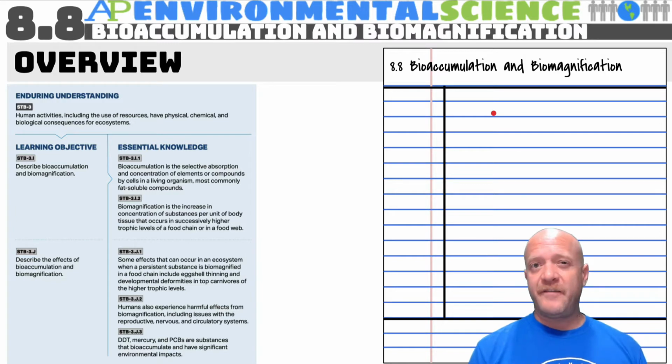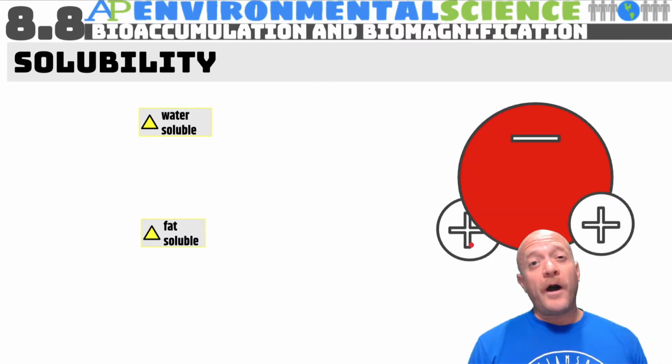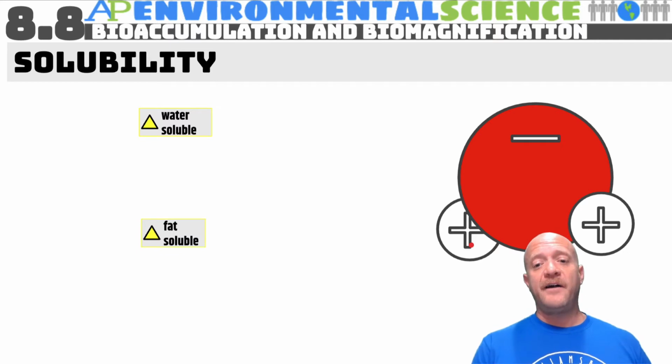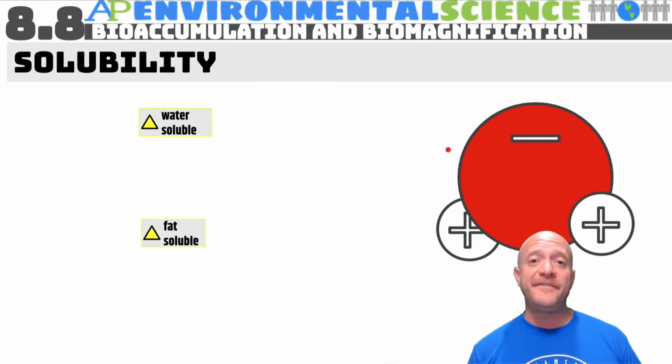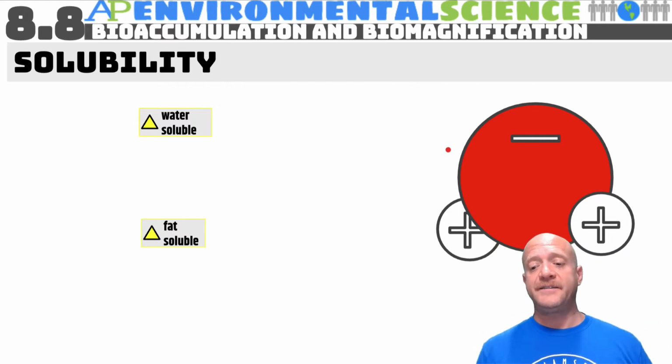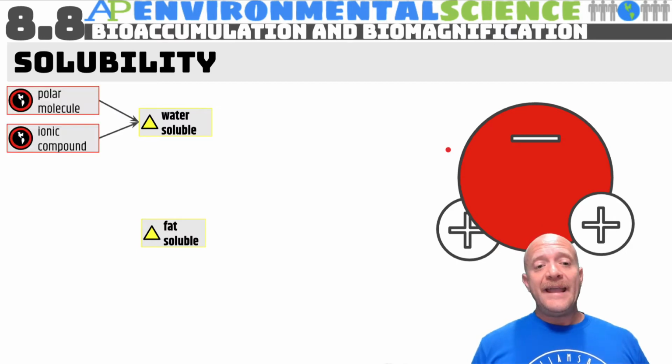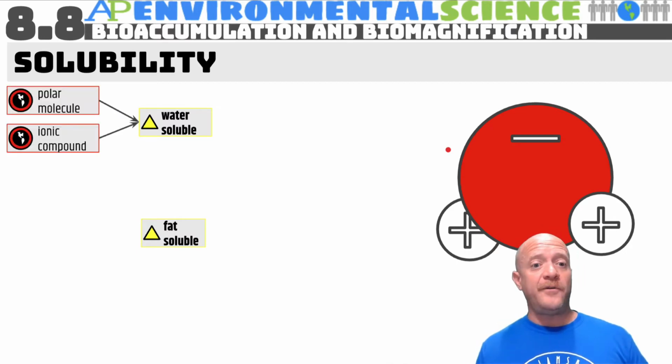So this topic of bioaccumulation and biomagnification is a bit of a review, but I'm just going to reiterate a couple of the key points that you should be aware of. Just a reminder that water is a polar molecule, which means that it has areas of positive and areas of negative charge. This is because of the electronegativity of oxygen. It pulls the electrons towards it. So when something is water soluble, it will typically either be a polar molecule or an ionic compound. Ionic compounds are compounds that are made from substances with opposite charges, whether it is a molecule or an ion.